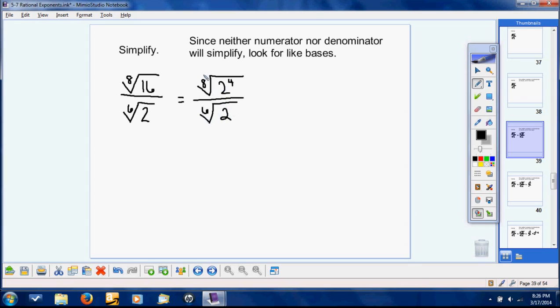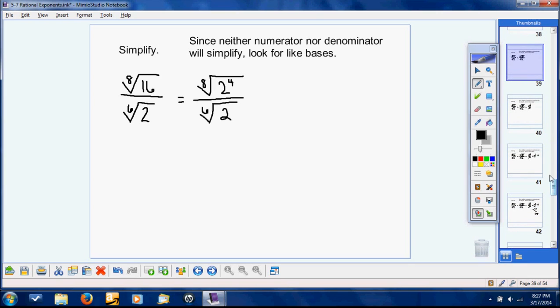We can't just bring them under one radical umbrella. That doesn't work. But the 2's are definitely going to help us, because we can rewrite these radicals as fraction exponents, and then it's going to make a whole lot more sense. Okay, this is 2 to the 4/8, and this is 2 to the 1/6 power.